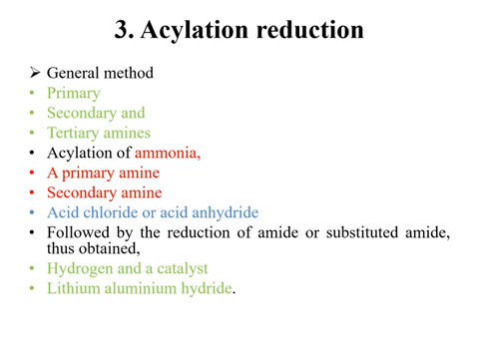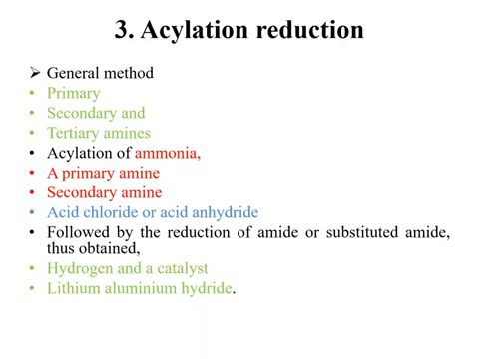This reaction is also comprised of two stages, as we have learned from this slide: acylation of ammonia, primary amine or secondary amine with an acid chloride or acid anhydride, followed by the reduction of the amide or substituted amide. Actually, acid chloride and acid anhydride, these are derivatives of carboxylic acids.